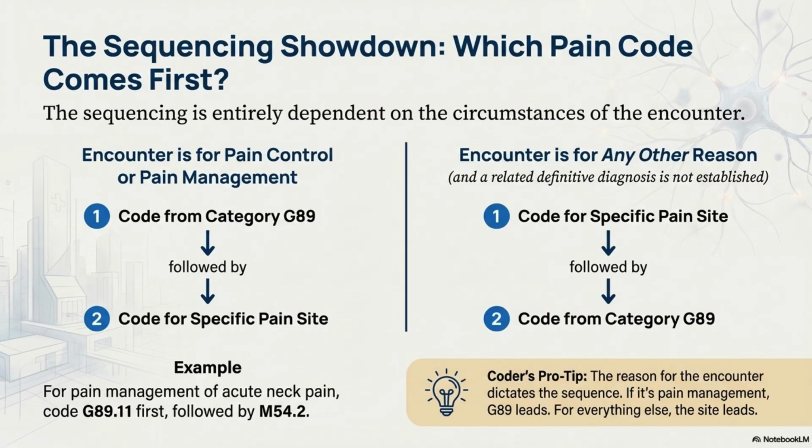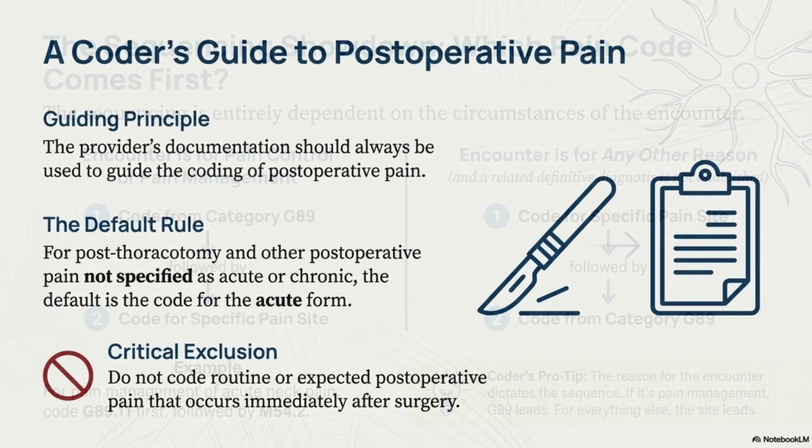If the encounter is for pain management, the G89 code comes first, followed by the site-specific code. If the encounter is for any other reason, and there's no definitive diagnosis, the site-specific code comes first, and the G89 code is listed second. Always let the reason for the visit guide your sequencing.